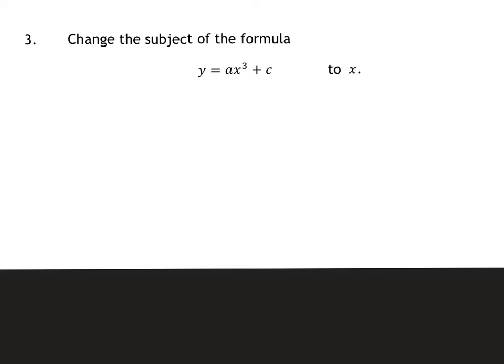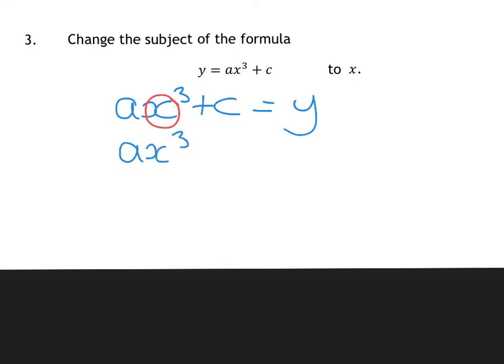Question 3 is a change of subject, so we want it to be X. Some pupils prefer to put the thing that they want over onto this side, so I'm just going to do that just now. Remember, our aim is to get the X on its own. So we need to deal with the A, the cubed, and the plus C. The first thing you deal with is the thing that's not attached. So that is the plus C. Plus C is going to go to the other side and become minus C. So you've got Y minus C on the right hand side.